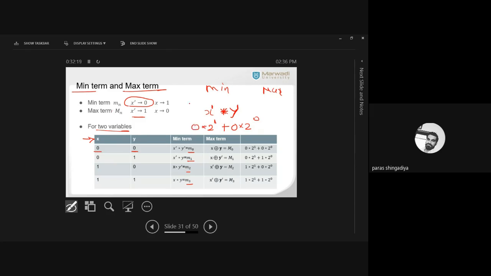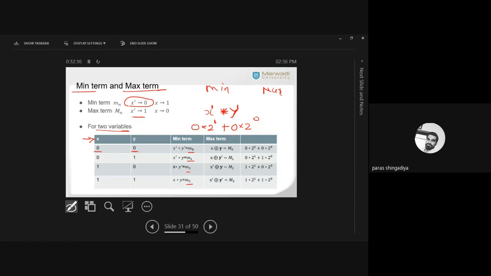Clear? Again I repeat that we have x dash star y dash, and you have to predict its suffix value. उसकी suffix value आपको find करनी है, means minterm आपको find करना है, ठीक है? So how can we check the minterm? Apply 2 raised to n power to the outputs of x dash and y dash.